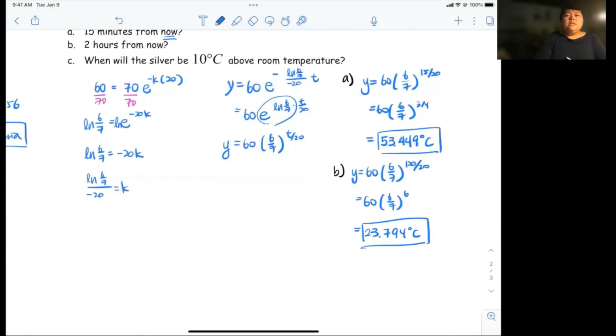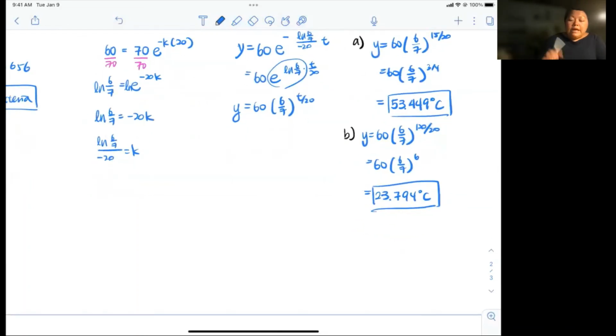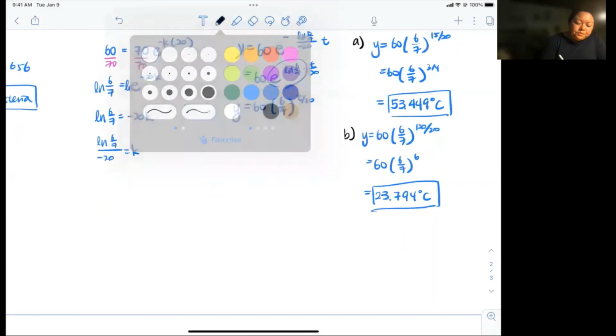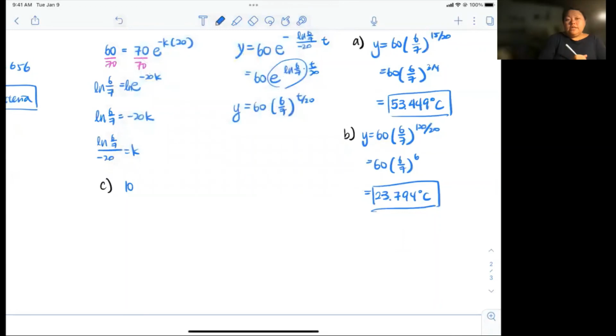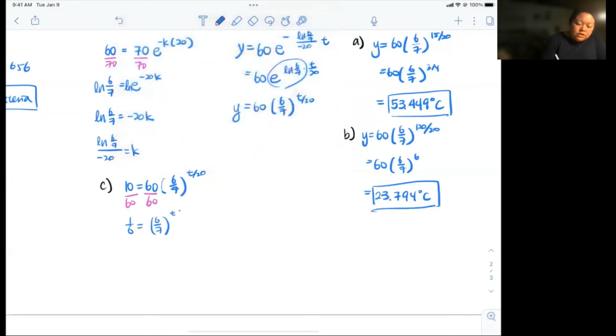When will the silver be 10 degrees above the room temperature? So when will the silver be 10 degrees, basically? We're still using now as 60 degrees. So part C, the silver is 10 degrees now, and my equation was 60 times 6 over 7 to the t over 20. You're solving for t. The first thing you want to do is divide. Make sure you always get rid of this coefficient first. So you have 1/6 equals 6 over 7 to the t over 20.